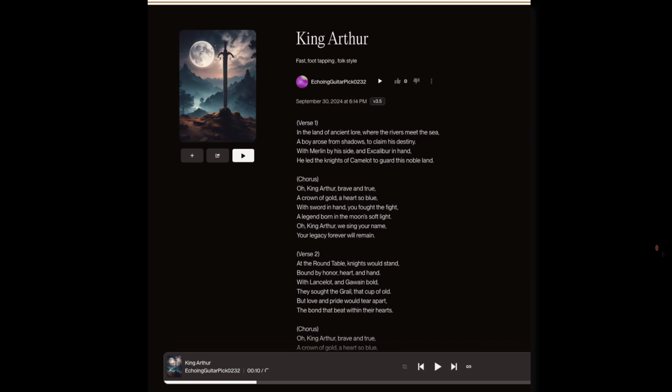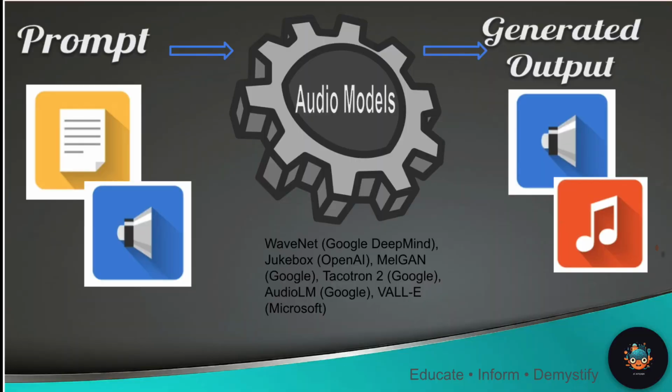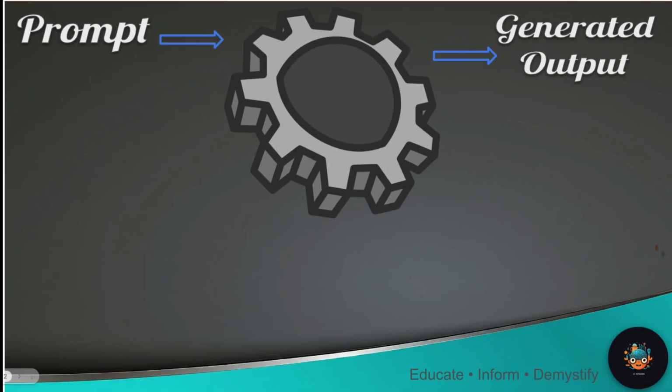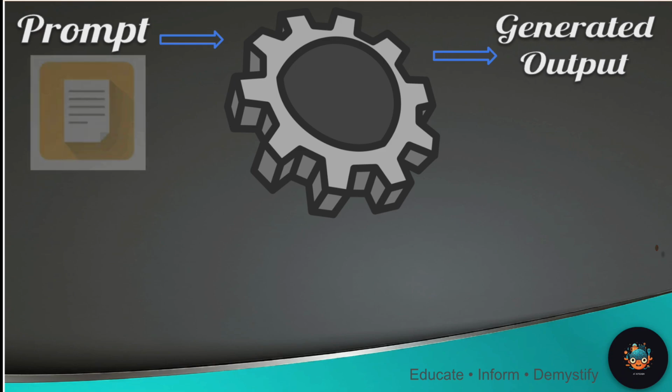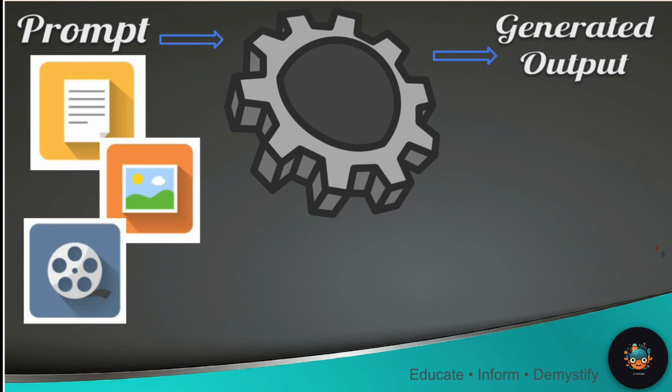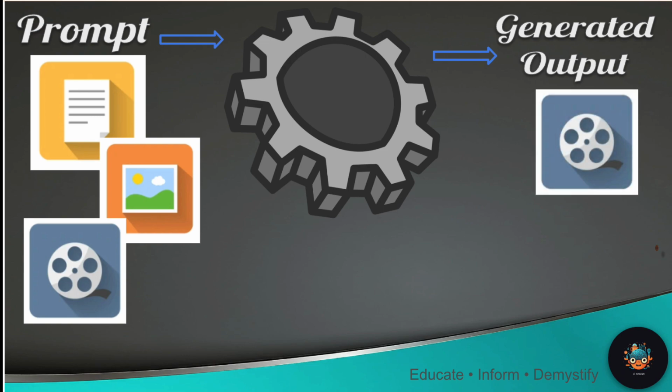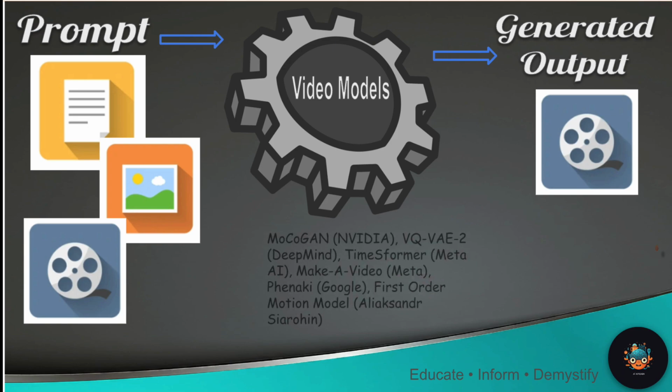Now let's move on to another class of models. In this case, we can provide the models with text, image, or a video, and based on the task you have instructed the model to do, it can generate video as an output. This class of models are called video models, and some of the pre-trained models in this space are Make-A-Video by Meta, Phenaki, First Order Motion models, and so on.